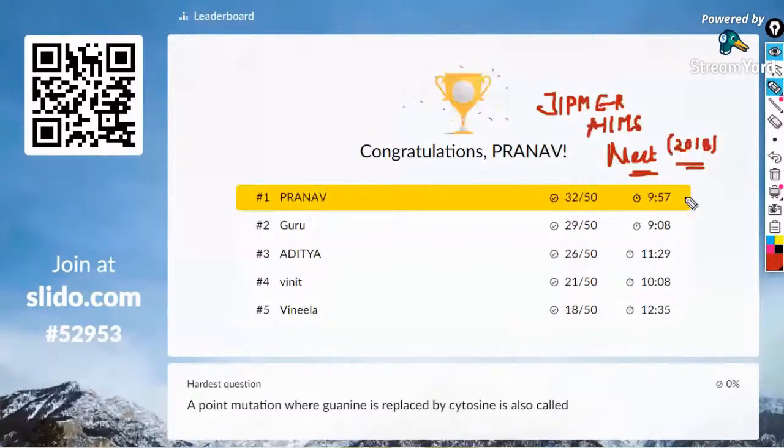Look, the topper is Pranav with 32 on 50. Then Guru with 29 on 50. Aditya with 26 on 50. Vinith, very good, 21 on 50. Vinila, 18 on 50. Yes, not only this question, there were certain other questions also which 0% answered.